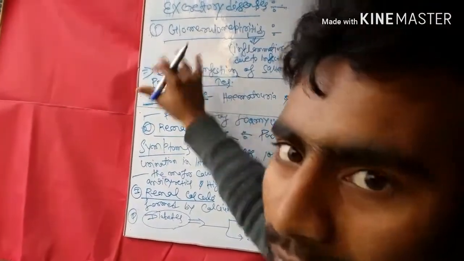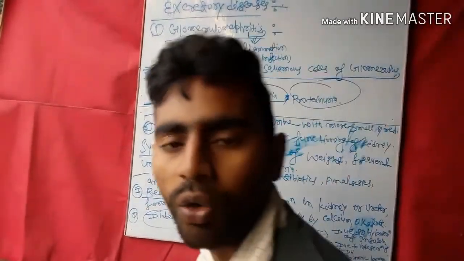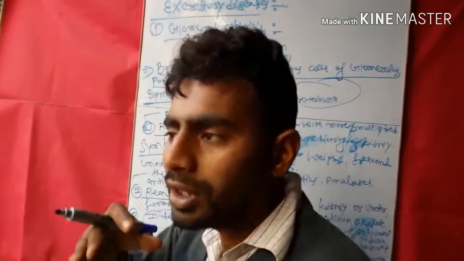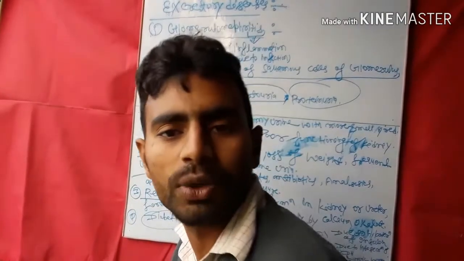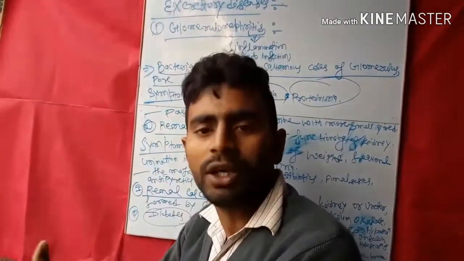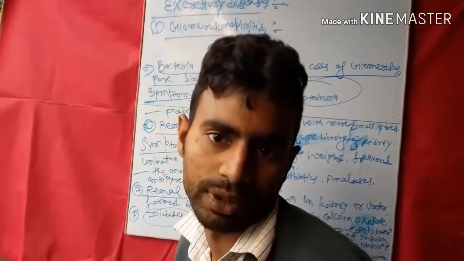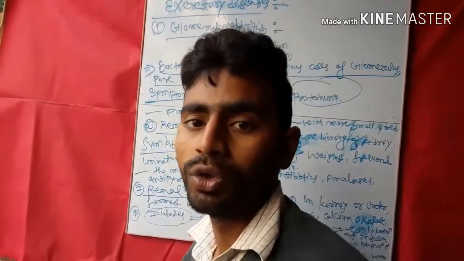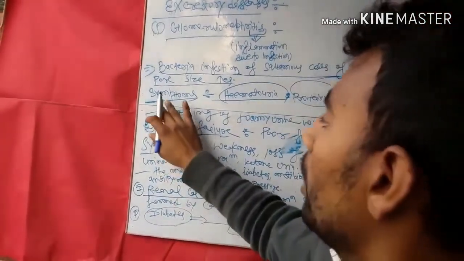The symptoms of glomerulonephritis are hematuria and proteinuria. Hematuria is the passing of blood, hemoglobin, with urine. Passing of plasma protein with urine is called proteinuria. I don't need to explain further, because in previous classes I told you what hematuria and proteinuria are. These are the symptoms.